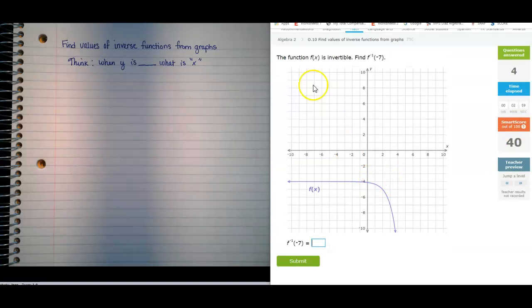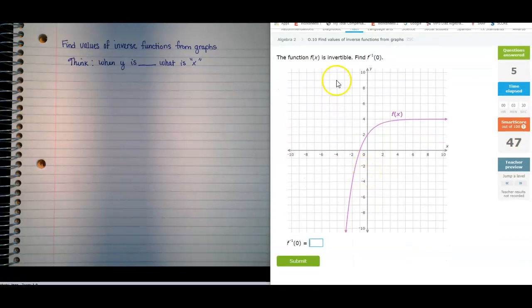Now this is a reflected exponential function, and we want to know what is the inverse of the function when y is -7. So let's go down to -7, which is right here, and we go to the function, and we see that x is 3 when y is -7.